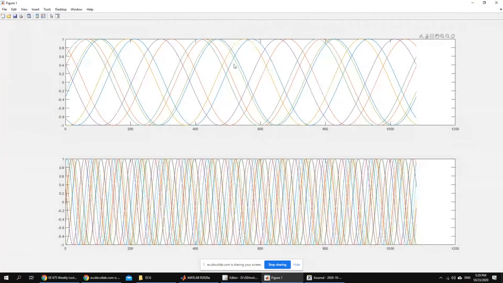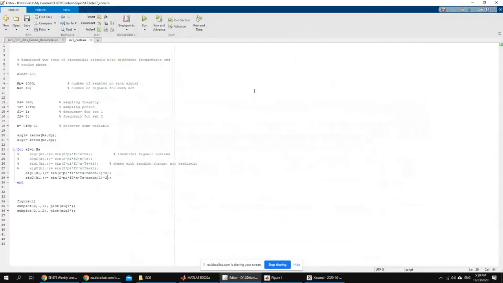So the phase is a little bit more distributed. See here, for example, it's a little bit more distributed than here. And both of them are more distributed than before. They have a wider range. Okay. So now we have a set of signals.